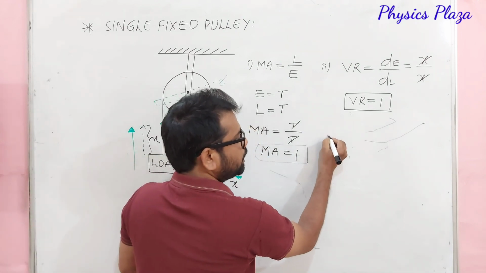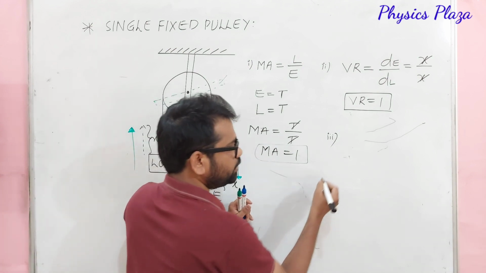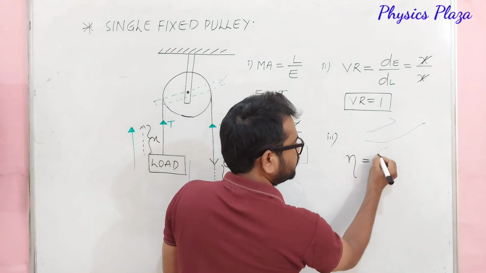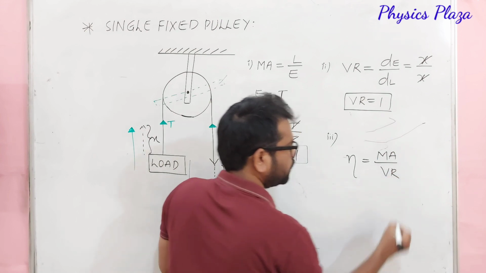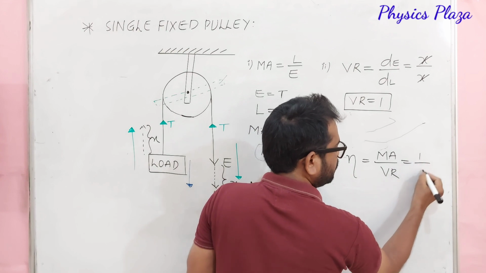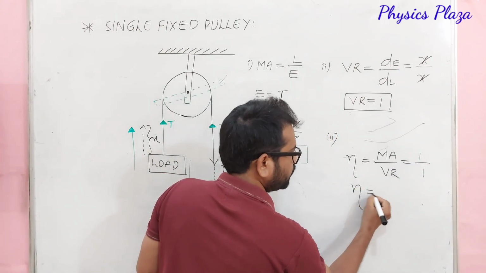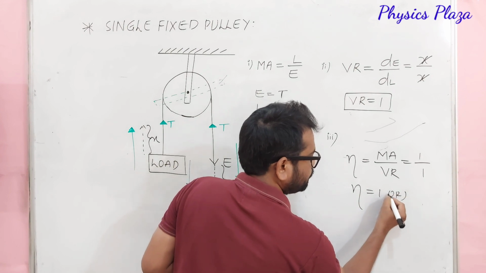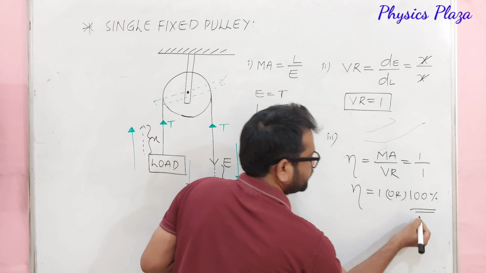Now let us see the efficiency of the single fixed pulley. Children, efficiency is equal to mechanical advantage by velocity ratio. Now let us substitute the values. Mechanical advantage is equal to 1 only we got, velocity ratio also we got 1 only. That is, efficiency is equal to 1. Even if you want to express it as a percentage, it will be 100%.